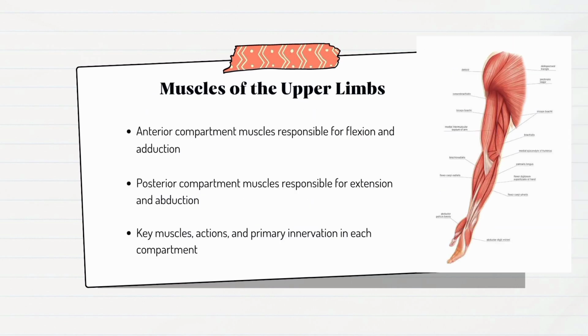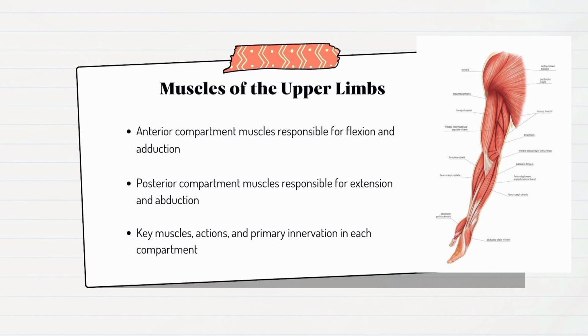We continue looking into the muscles of the upper limbs. The upper limb muscles can be classified into anterior and posterior compartments. The anterior compartment includes muscles which are responsible for flexion and adduction, such as the biceps brachii and pectoralis major muscles. Here you see all the muscles in that picture.